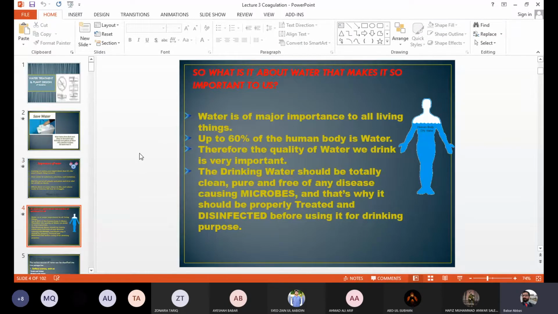So what is it about water that makes it so important to humans? Water is of major importance to all living things. Up to 60% of a human body is water. Therefore, the quality of water we drink is very important. The drinking water should be totally clean, pure, and free of any disease causing microbes, and that's why it should be properly treated and disinfected before using it for drinking purposes.